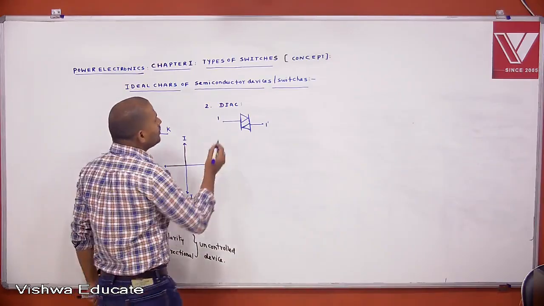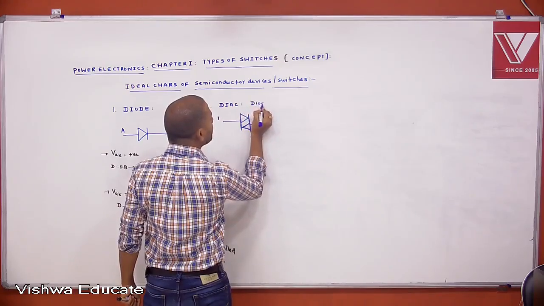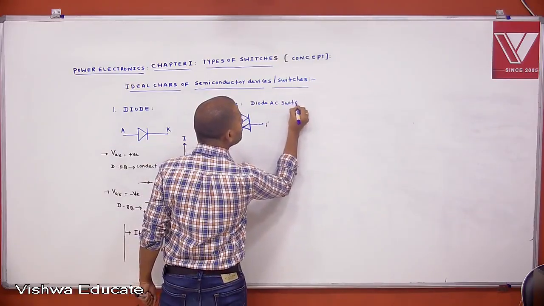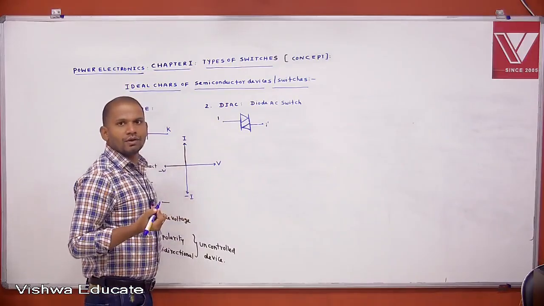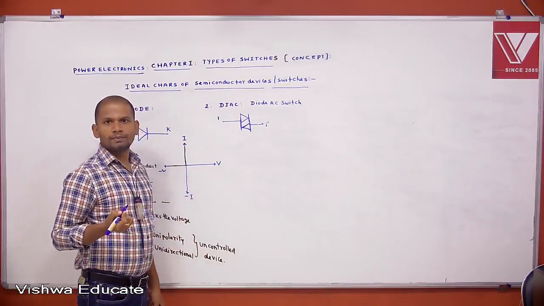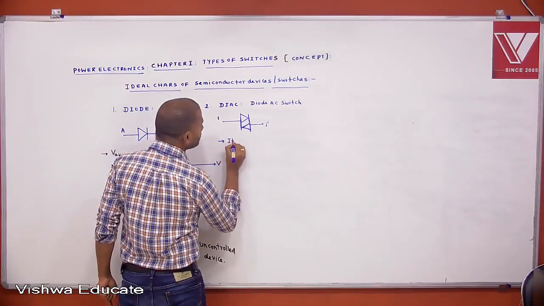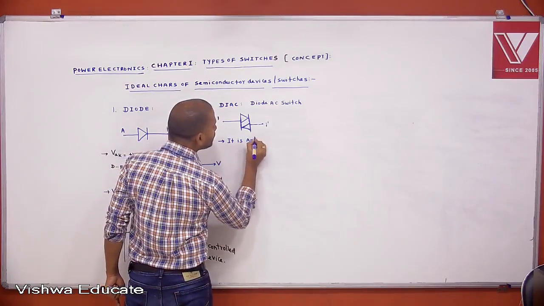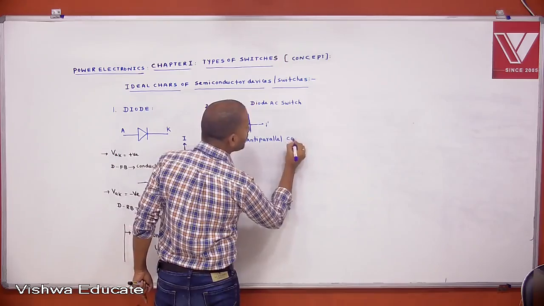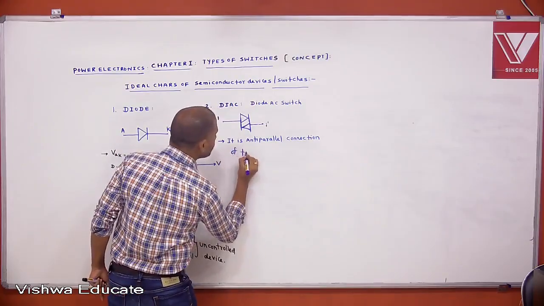What do you mean by DIAC? DIAC stands for diode AC switch. Understood? It is an anti-parallel connection of two diodes.